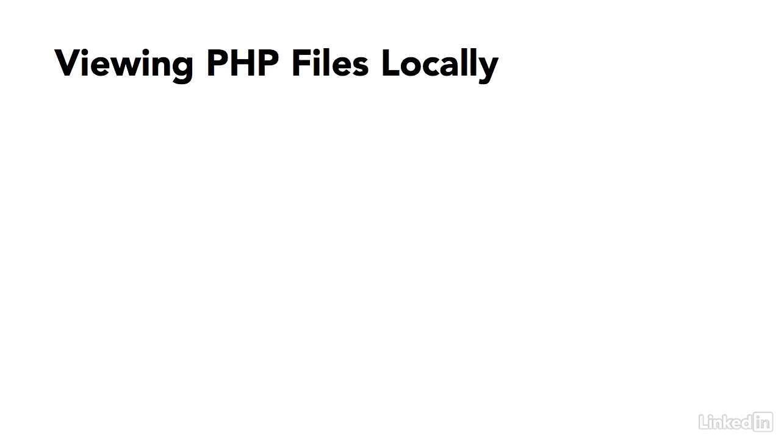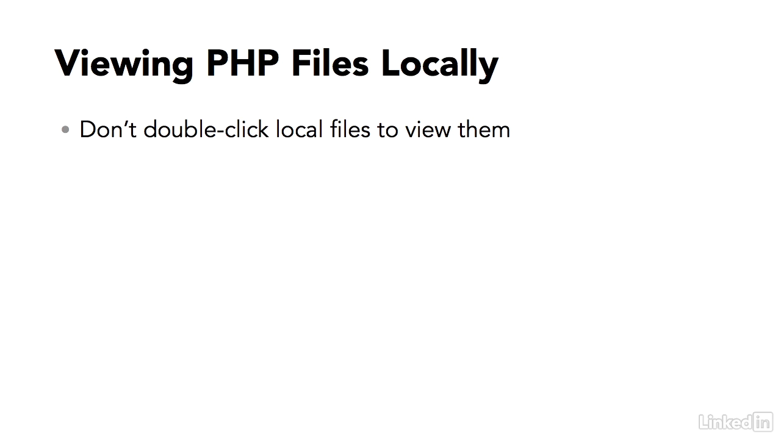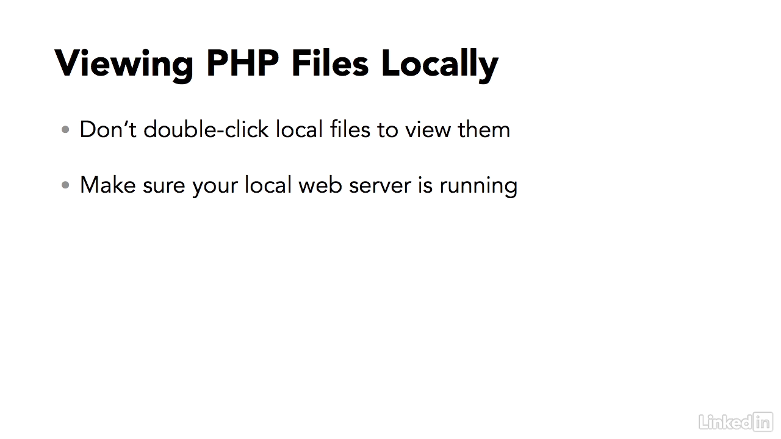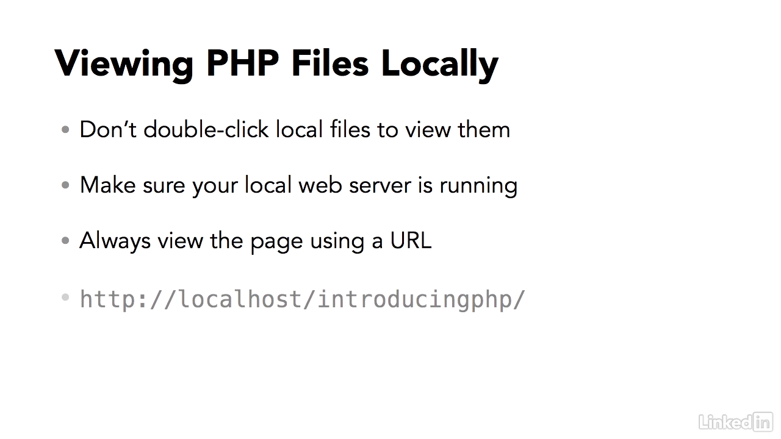The need to process the PHP script affects how you view PHP files locally. Don't try to double-click a PHP file in Windows File Explorer or the Mac Finder. It won't work. You'll either just see the raw code or you'll be prompted to download the file. Make sure that your local web server is running, and always view the page using a URL. If you're using a similar setup to me, that means http://localhost/introducingphp/ and that's followed by the location and name of the file within the Introducing PHP folder.